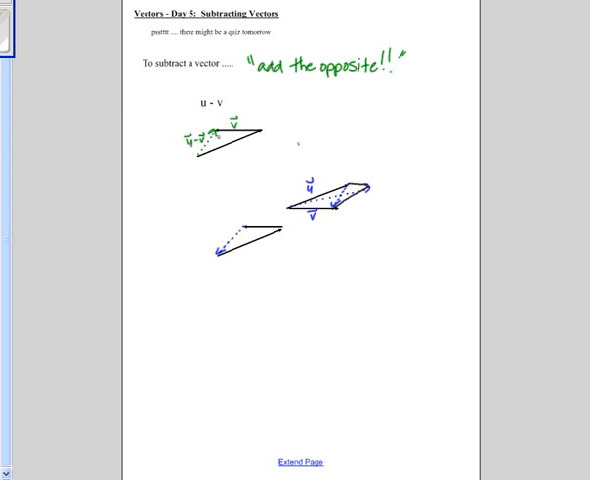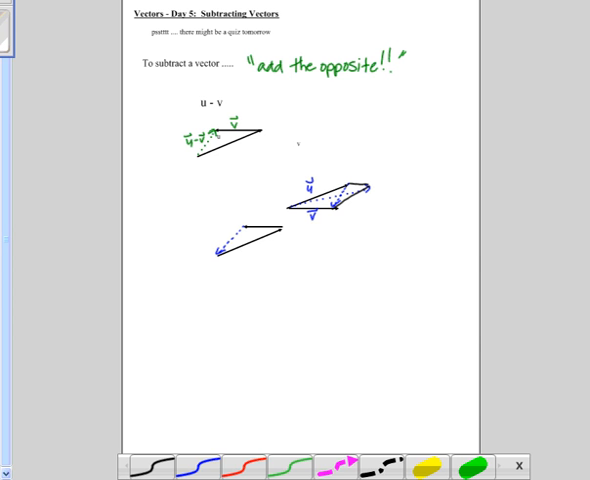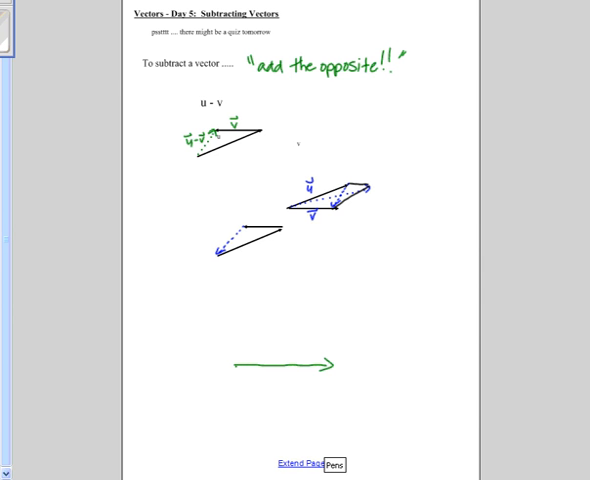Let's draw that again so we can see it perhaps a little bit better. Vector u, vector v, vector u plus v, and u minus v.